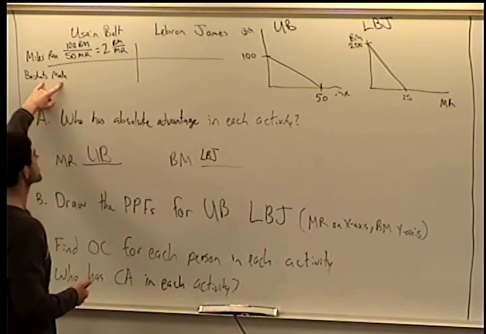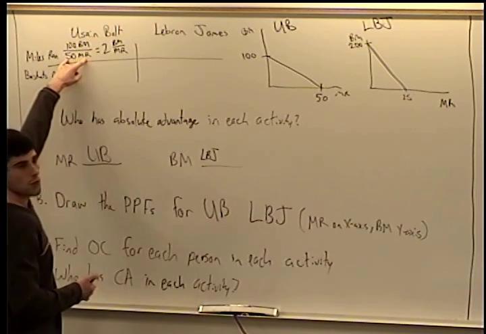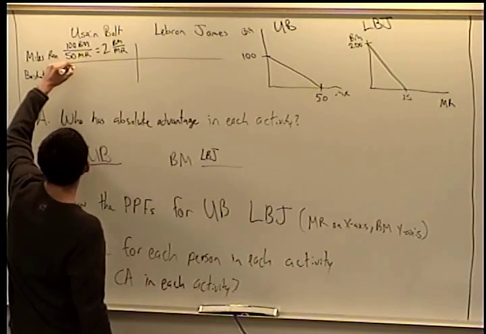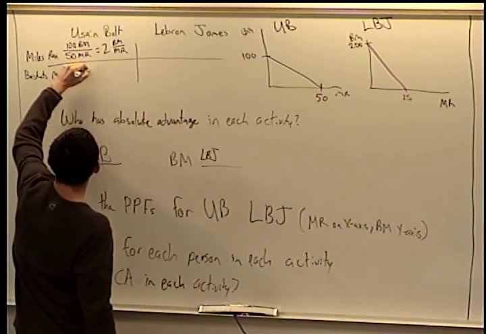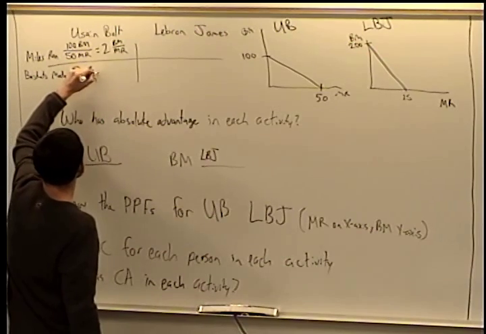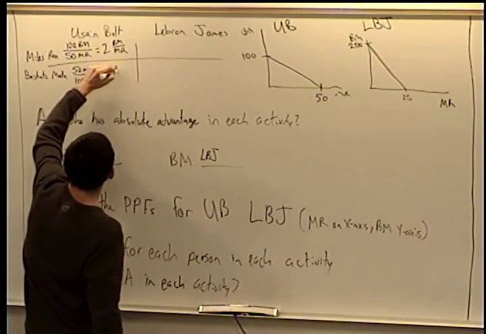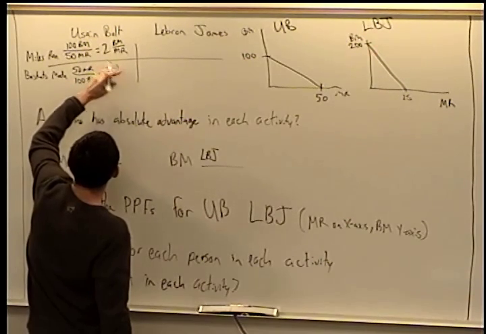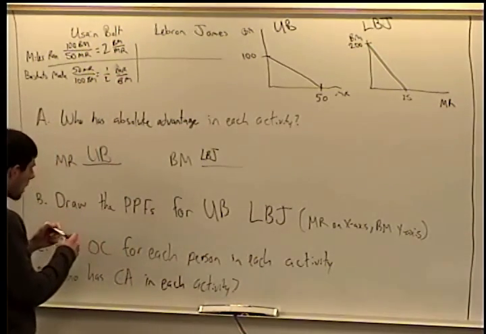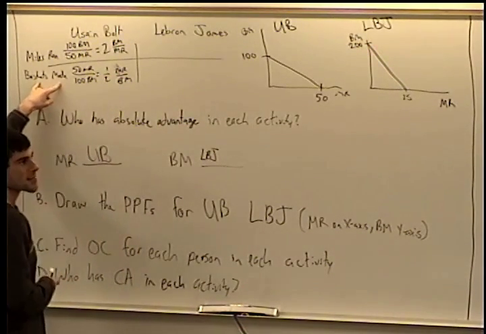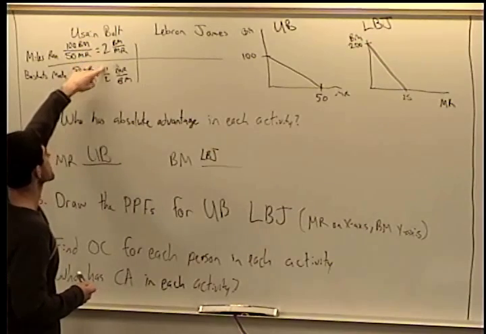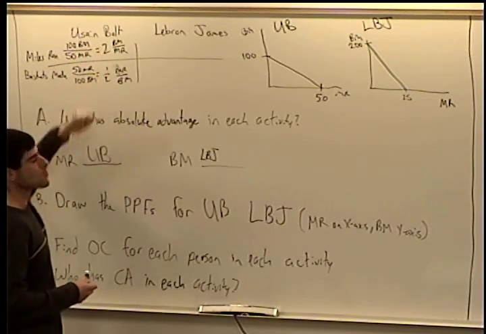For baskets, Usain Bolt has to forfeit running 50 miles, but he gains 100 baskets. So he forfeits 50 miles ran to gain 100 baskets made, and that simplifies to 1/2 mile ran per basket made. So the opportunity cost for Usain Bolt to make 1 basket means that he has to forfeit running 1/2 of a mile. Or we just take the inverse of it. So the inverse of 2 is 1/2.